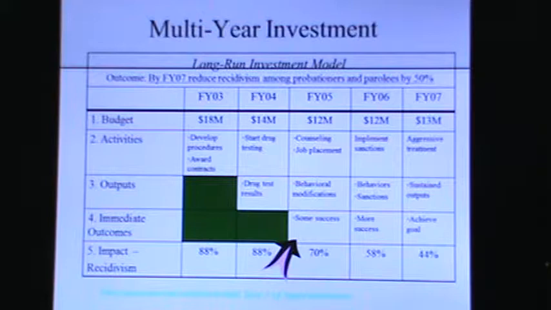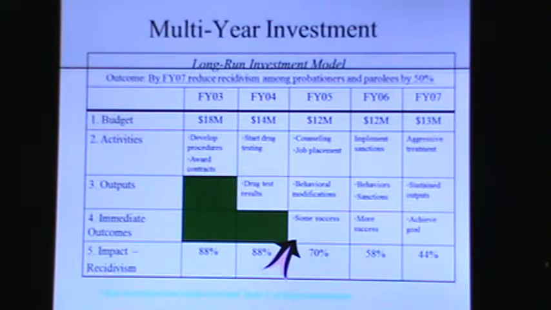Then we get into next fiscal year, budget $14 million. We start drug testing in addition to procedures and contracts, and we can start getting drug test results back. Now we have outputs. Still not seeing outcomes yet because we're only just starting to do drug testing, and so our recidivism rate is still at 88%. But now we get to the third year, fiscal 05, budget of $12 million. We add counseling and job placement to go with the drug tests, contracts, and the procedures. And we start to shoot for outputs of behavioral modification because now we have drug test results.